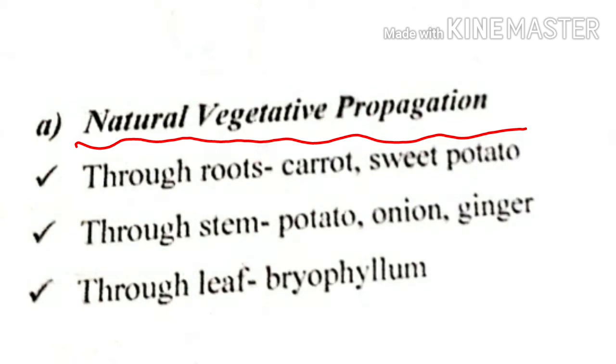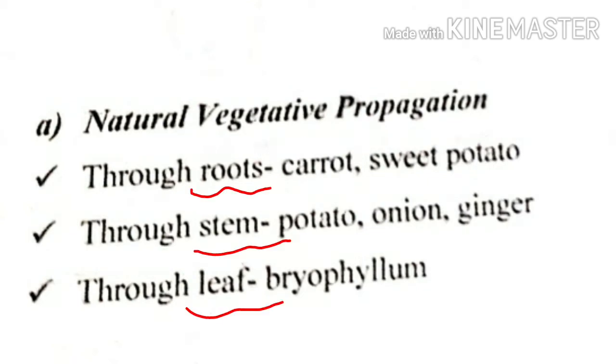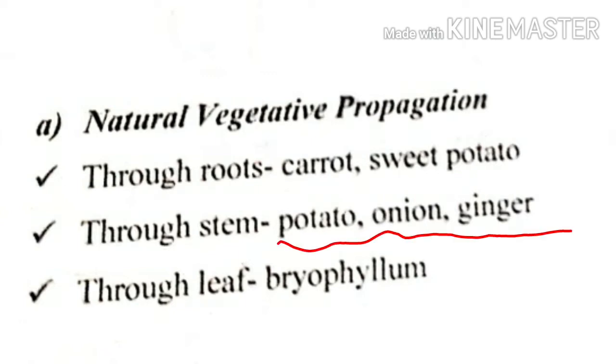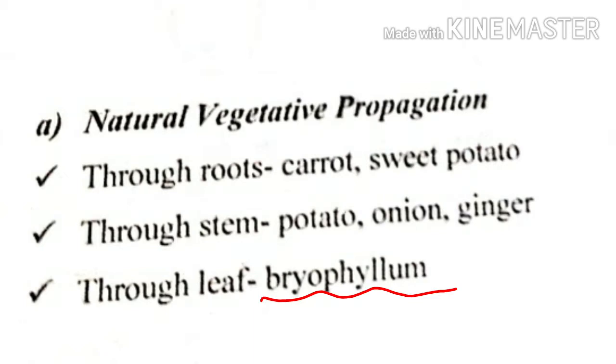In natural vegetative propagation, we are using only the plant parts like the roots, stem, leaf, etc. You have already studied that the plants which are propagated through roots include sweet potato, carrot, then tapioca, etc. This we can see in the picture that is coming ahead. Then through stem, there is potato, onion, ginger, etc., that is propagated.